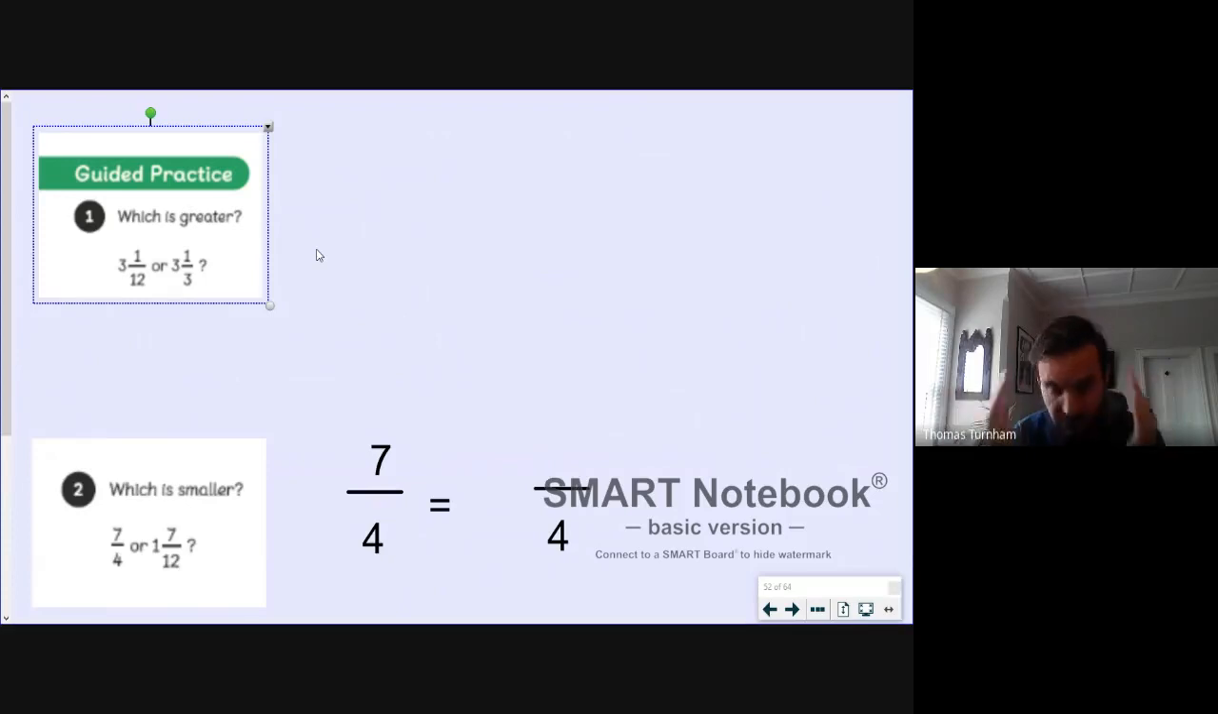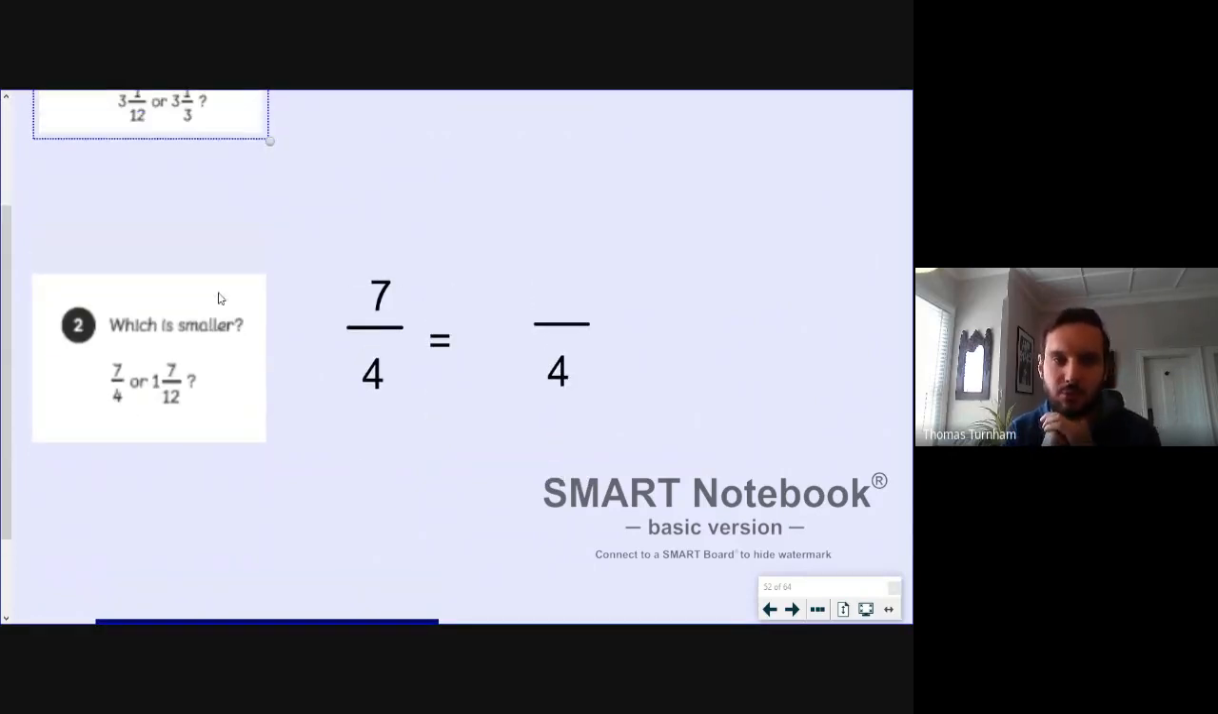So picture a pizza, a chocolate bar, a loaf of bread, a cucumber, whatever it is that you fancy eating right now. And then imagine cutting it into 3 parts. How big will that portion be, that part be? Now imagine cutting it into 12 parts. Which of those is going to be greater? Right, we know that the greater the number in the denominator, the smaller the part. So 3 1/3 is greater than 3 1/12.